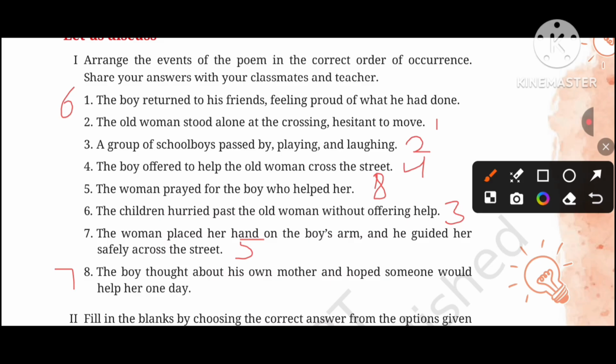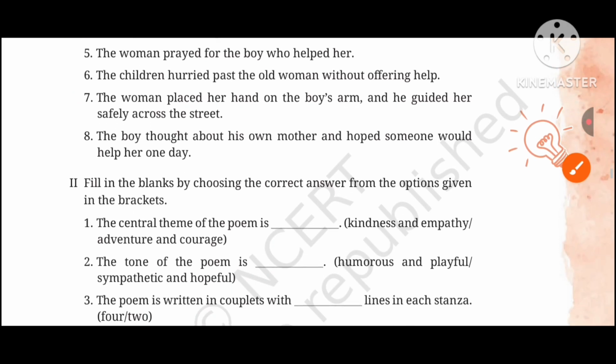So the right sequence will be 2, 3, 6, 4, 7, 1, 8, 5. Now let us see the next one.